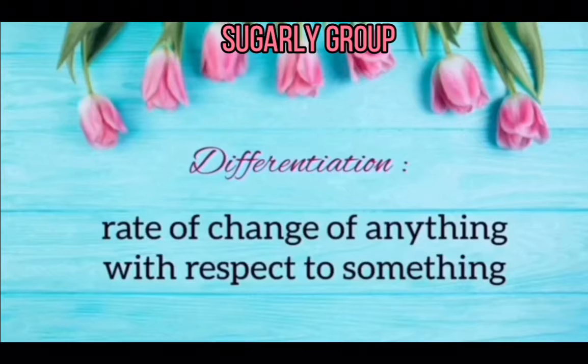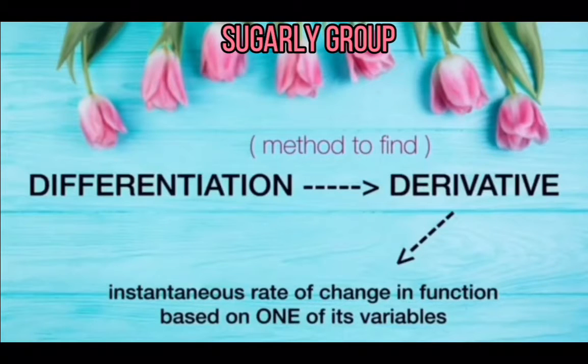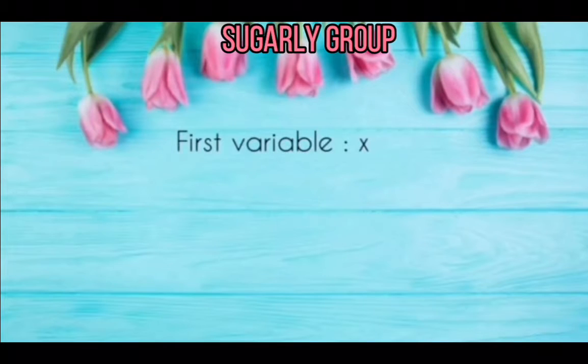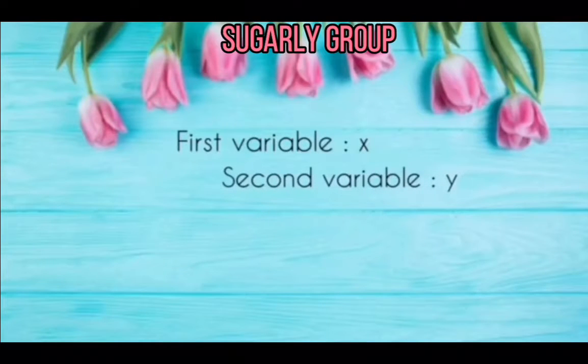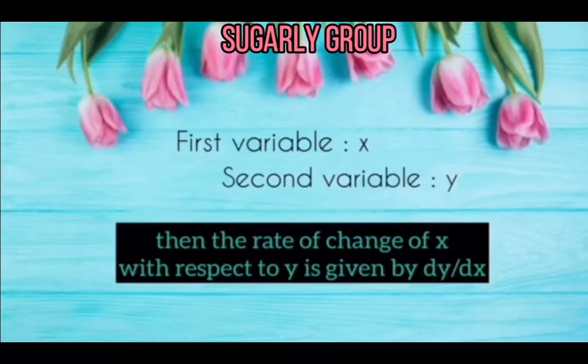Differentiation is the rate of change of anything with respect to something. Differentiation is a method to find the derivative or instantaneous rate of change in a function based on one of its variables. Let's say we have the first variable x and the second variable y, then the rate of change of y with respect to x is given by dy over dx.